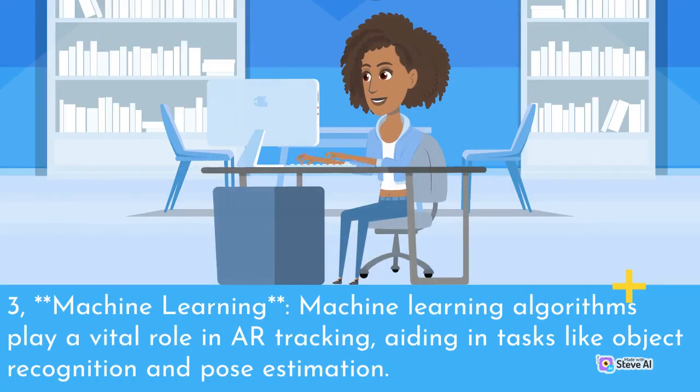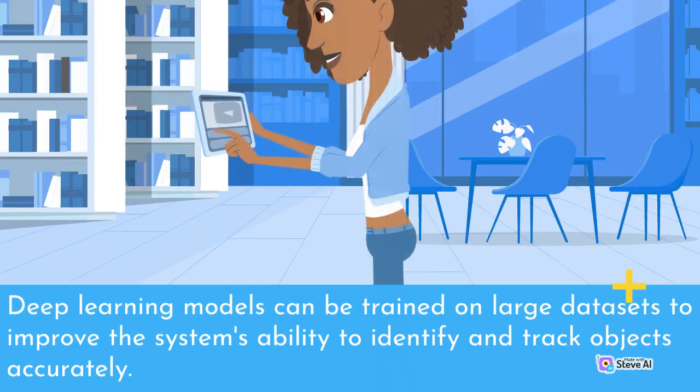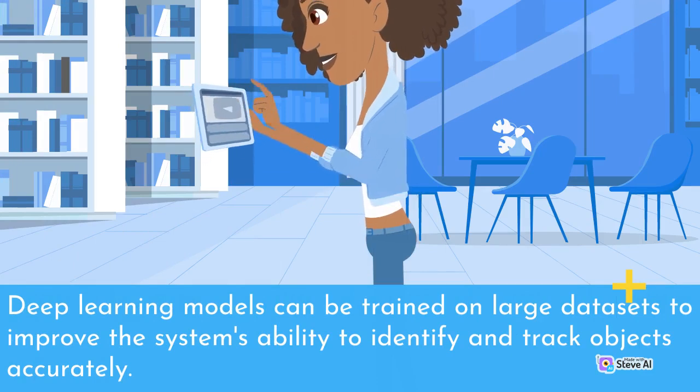3. Machine learning. Machine learning algorithms play a vital role in AR tracking, aiding in tasks like object recognition and pose estimation. Deep learning models can be trained on large datasets to improve the system's ability to identify and track objects accurately.